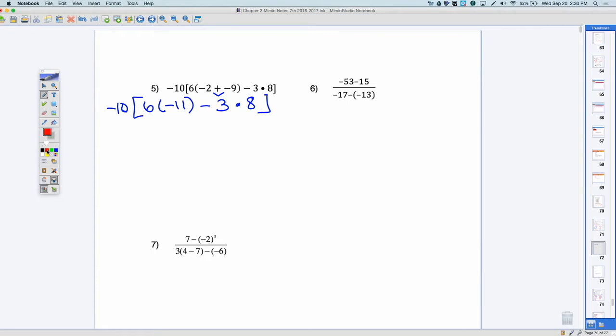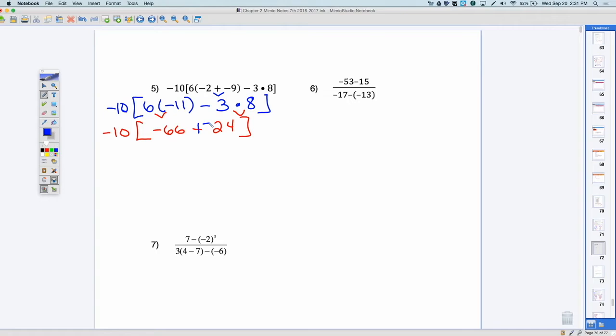All right, so inside we have multiplication, subtraction, and multiplication. So our next step is multiplication. Bring down your negative 10. 6 times a negative 11 is negative 66. Minus, and we can also do 3 times 8. 3 times 8 is 24. Close your bracket.